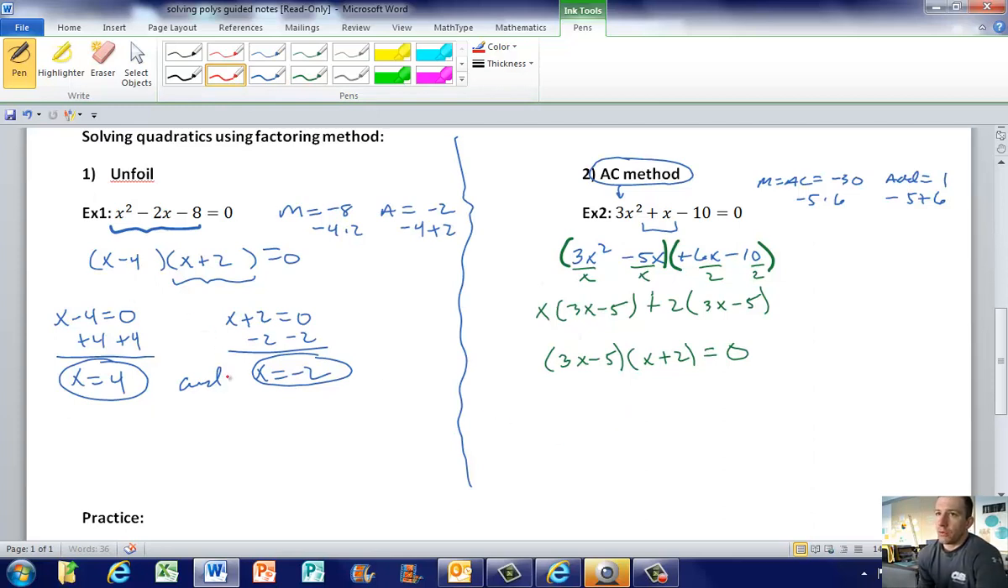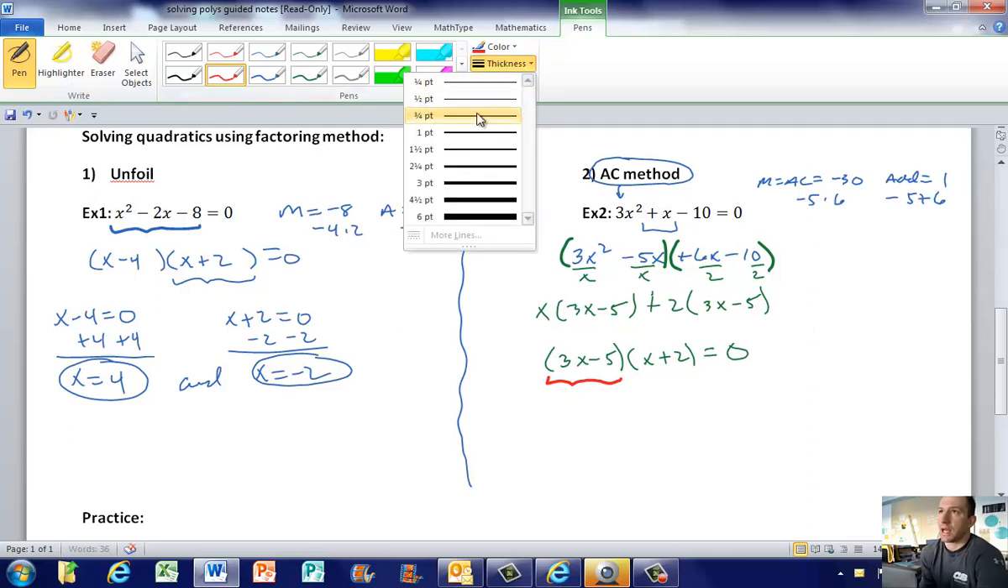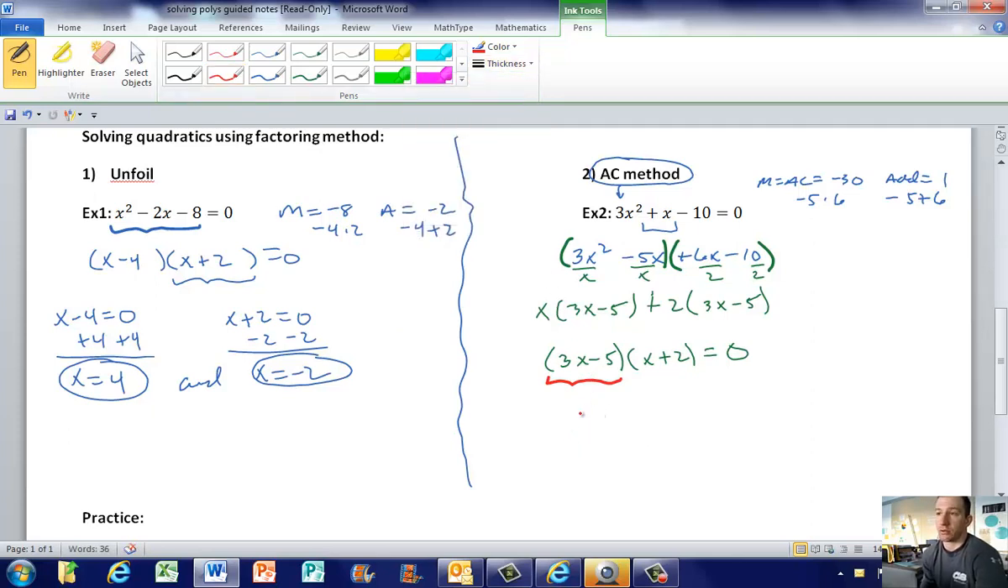Looking back at the first example, I say, okay, why do I have to set this equal to 0 when I know 4 minus 4 is going to be 0, so x has to be 4, and -2 plus 2 is 0, so x has to be -2? Why do we have to set them equal to 0? Well, with this type of factor, it is not as easy to identify what the solution for x is going to be. So getting in the habit of actually setting the factors equal to 0 will help you out in the end.